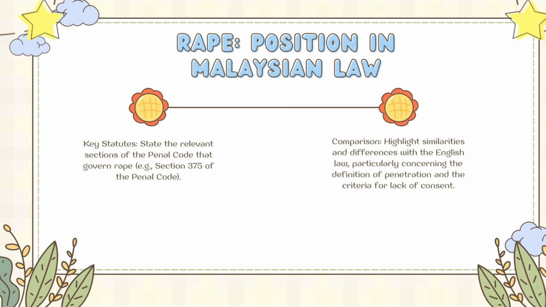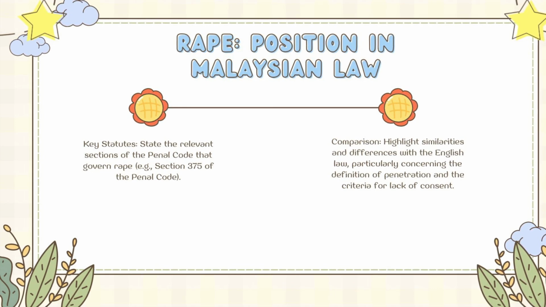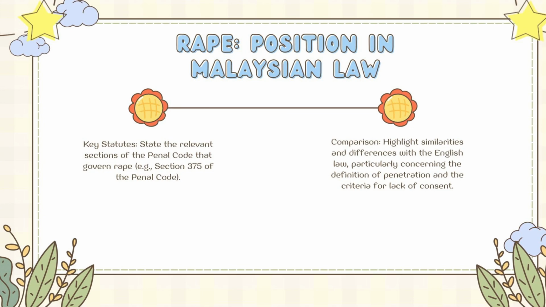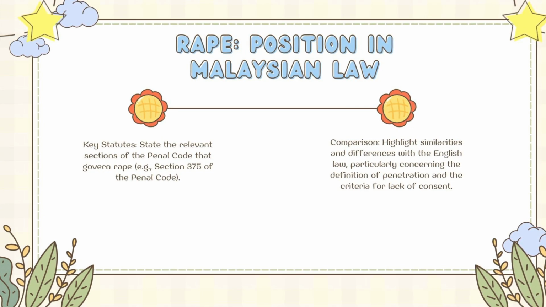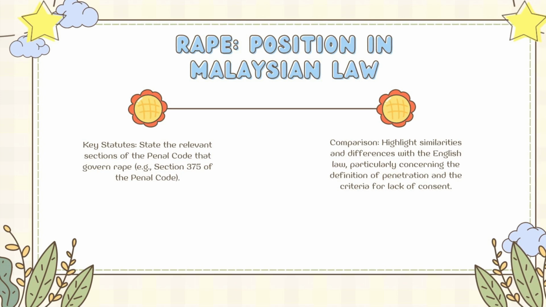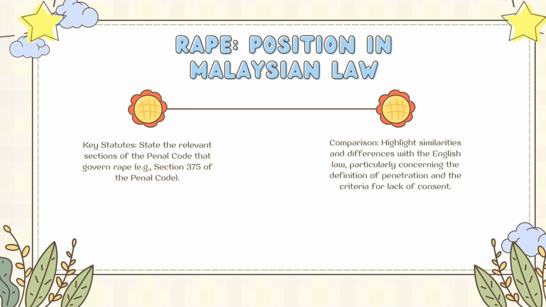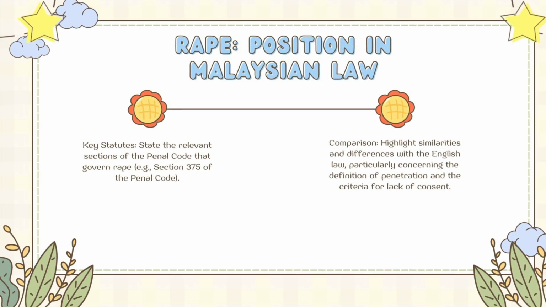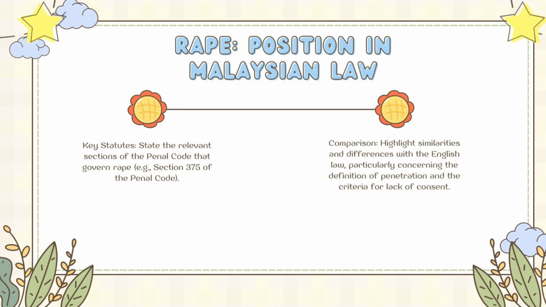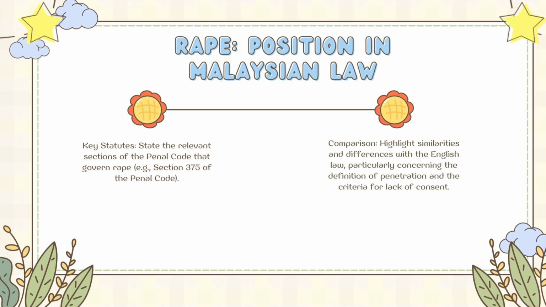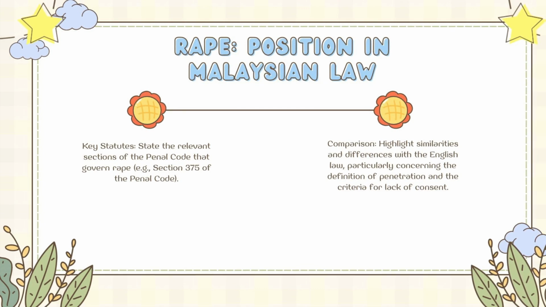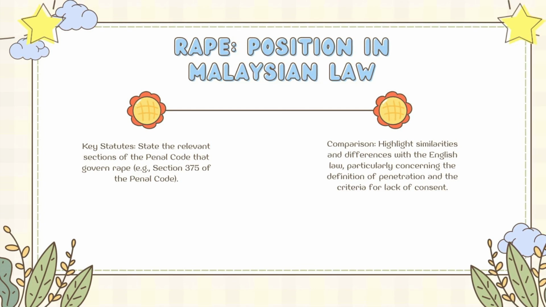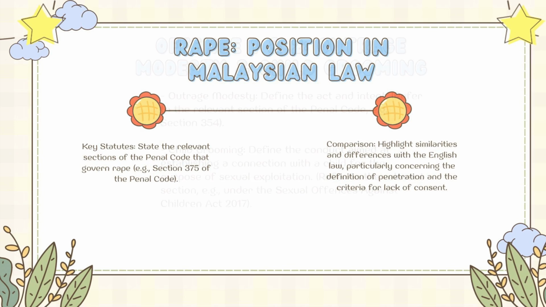Moving to the Malaysian jurisdiction, rape is primarily governed by the Penal Code, specifically Section 375, while the core definition of penetration without consent remains similar to the common law roots. The Malaysian law contains specific clauses detailing when consent is considered invalid, such as under fear of death or based on a misapprehension of fact.